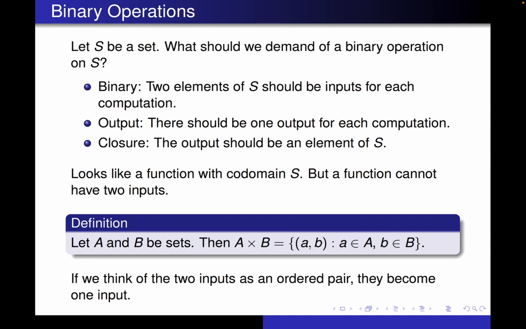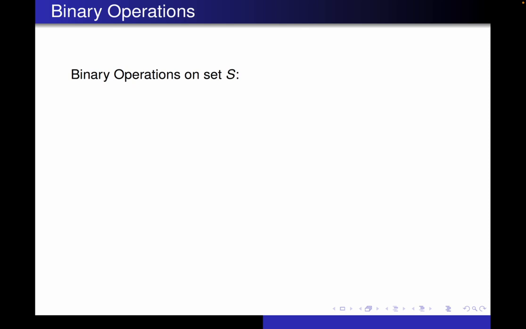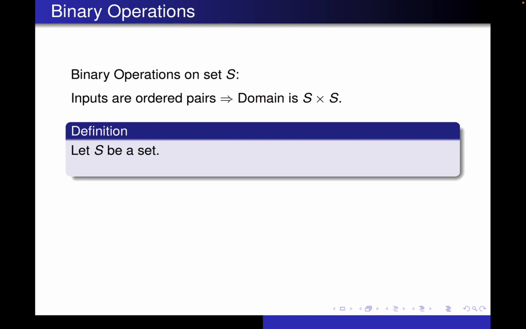So if we think of the two inputs as an ordered pair, that makes those two inputs become one input. Two separate inputs becoming one ordered pair. So this gets us closer to defining what a binary operation is on a set S. The inputs are ordered pairs. So our domain is the ordered pairs where the x coordinate and the y coordinate are both elements of S, because those are the two elements that we're combining. So our domain is the Cartesian product S cross S. And so we can let S be any set, and a binary operation is literally any function f going from the Cartesian product S cross S to S.